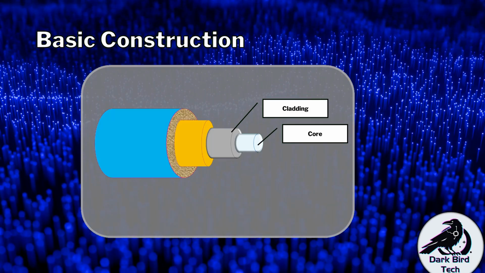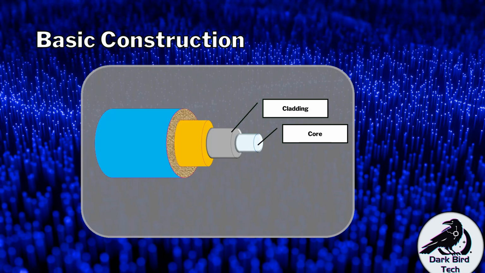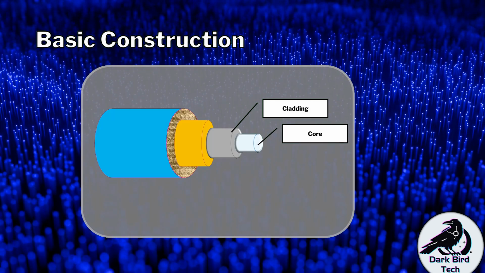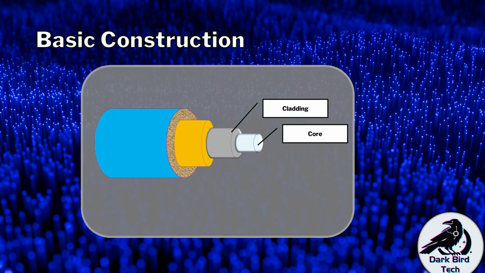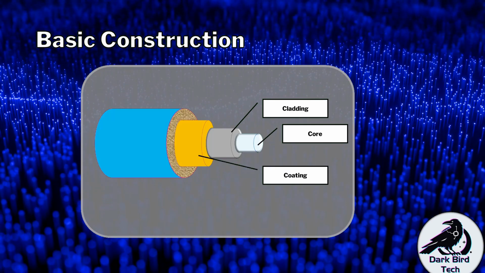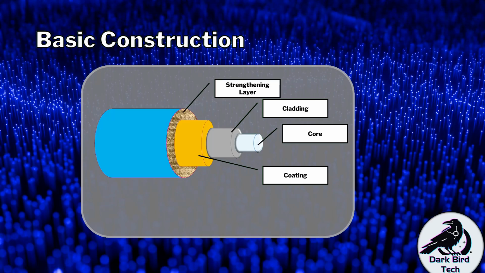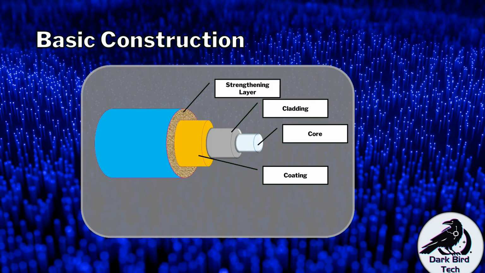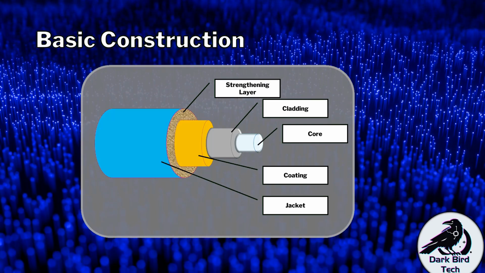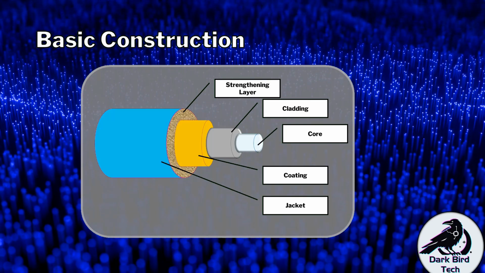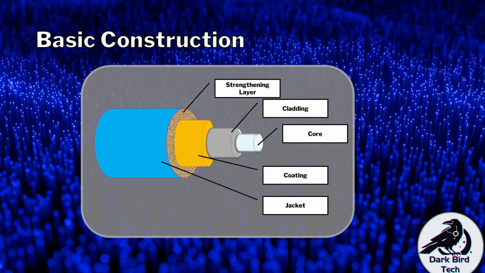And also the cladding will reflect light back in case the light travels at an angle and hits the edge of the core. The cladding acts as a reflector too. Around the cladding is a coating to protect it and keep it safe. Then there'll be some sort of strengthening layer like Kevlar fibers. And around that will be a jacket to keep it all weather resistant and safe from the environment. But that is a basic fiber optic cable.